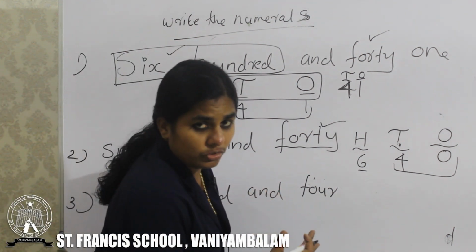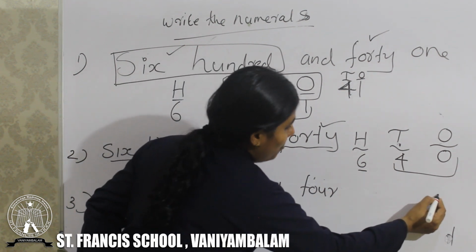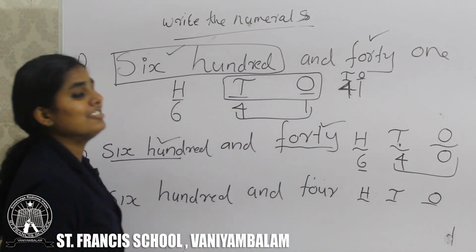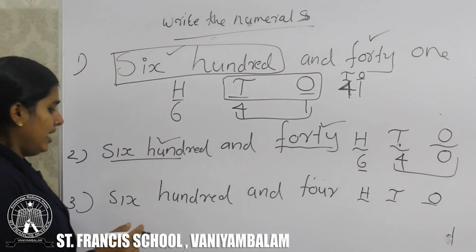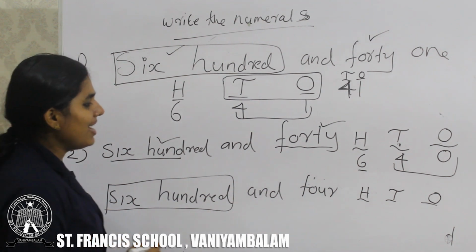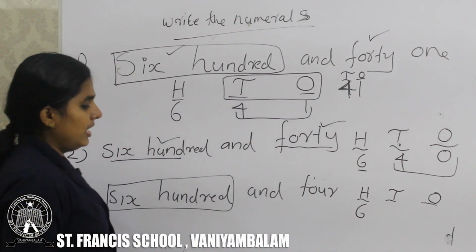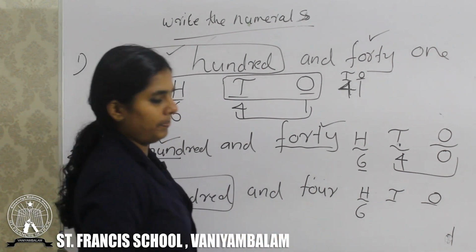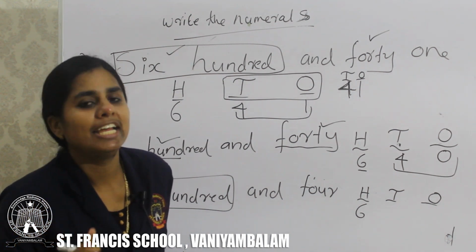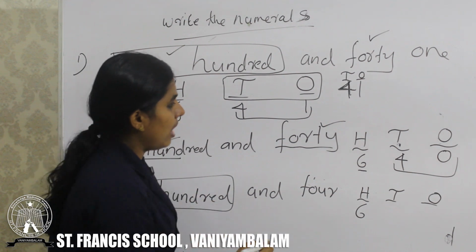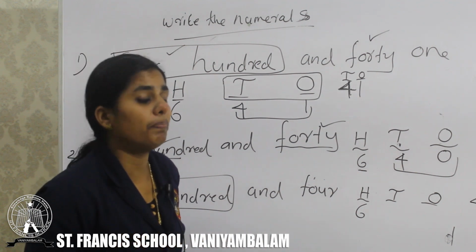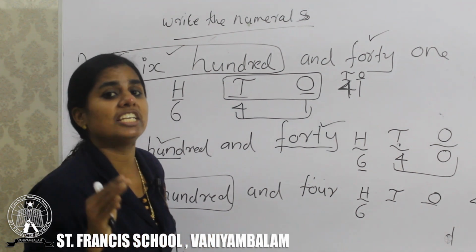First, what do we want to do? Place value chart. Ones, tens and hundreds. Here in the hundreds place we have which number? How many hundreds here? Number 6. That is 600. The next one, look here, 604. Only 4. Not 40, not 41. Here we have only number 4. That number is in which place? That is in the ones place.